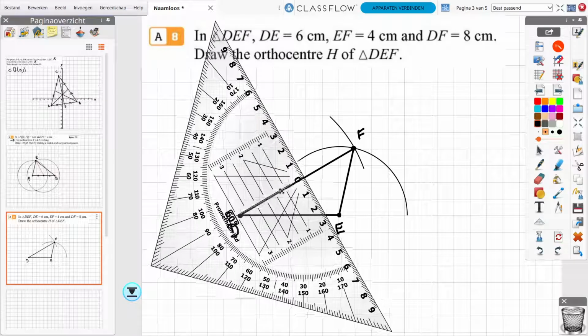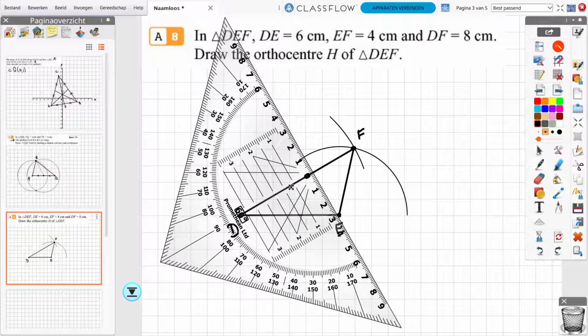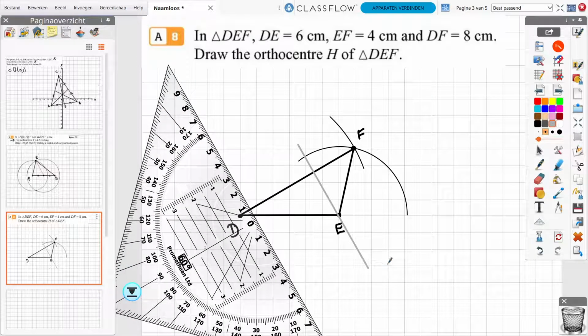So I can now move this around until I find point E. Right there. And I can now draw the altitude, and I'm going to do that in gray. Let's do that. Something like this. And remember, if you draw an altitude, it's always perpendicular on the opposing side. Right? This one is inside of my triangle.